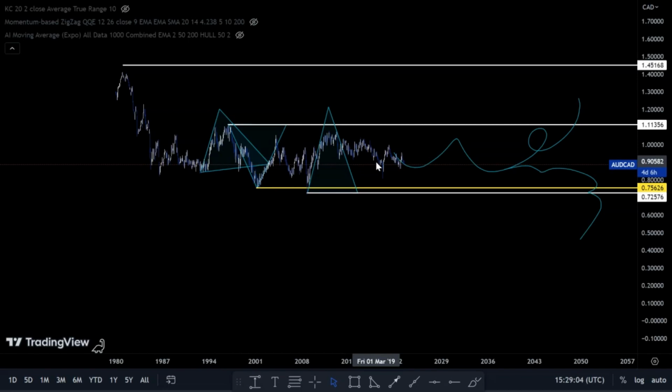But in a general sense, there is a structure this market is in now, and being that it's on the downtrend, it has a big valley that is holding it right now. So let's get into that.